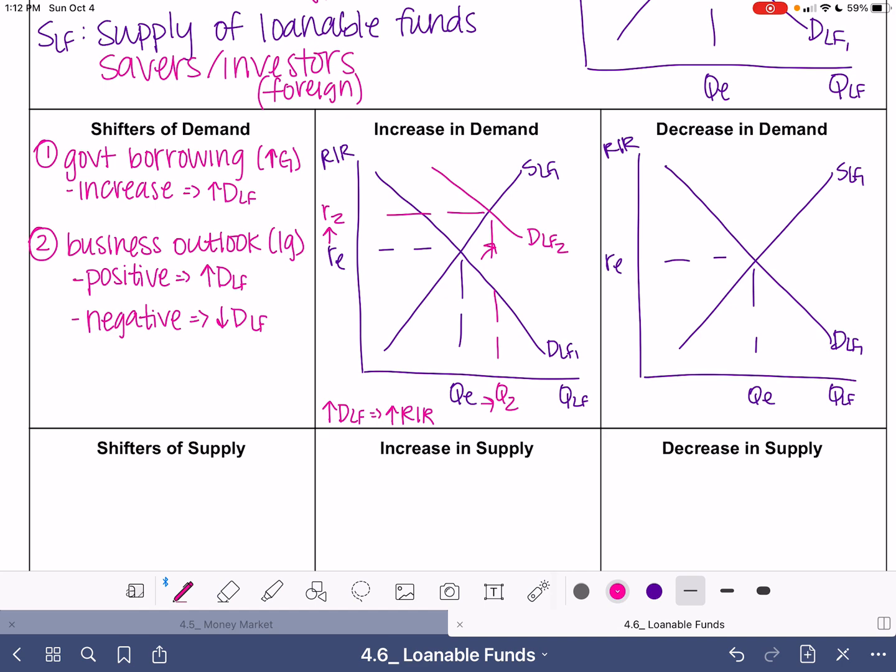So we have positive business outlook. Things are starting to look better. We're going to increase our production. Or our government needs to increase their spending to get us out of a recession. So they need to go borrow money.